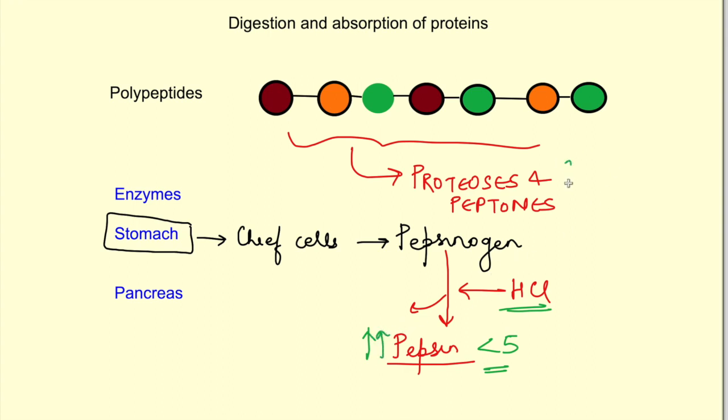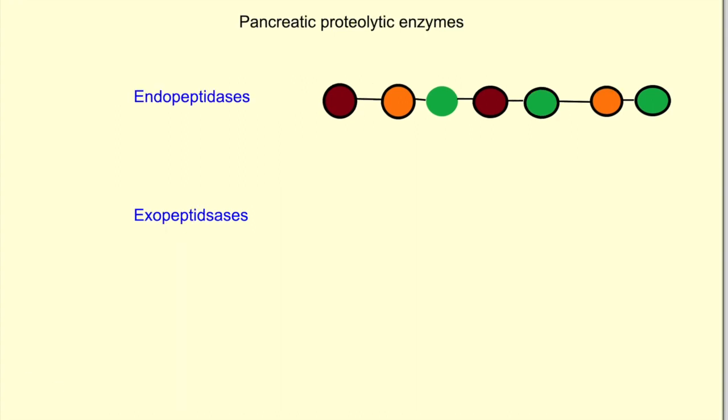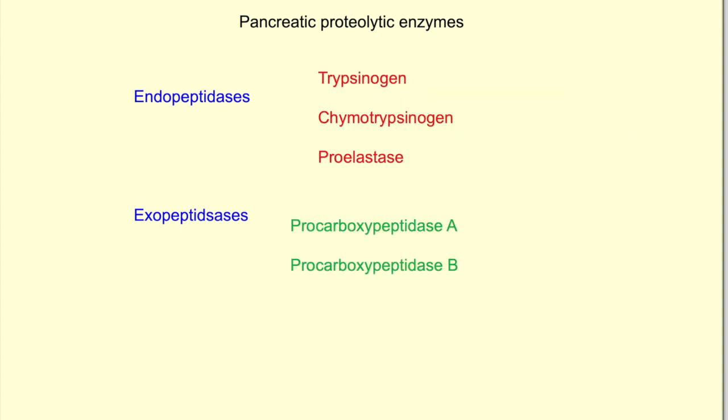Now these digestion products, that is the proteases and peptones, move to intestine where they are further acted upon by pancreatic enzymes. The pancreas releases a number of enzymes for digestion of proteins. Some are endopeptidases, that is which act on peptide bonds in between the polypeptide chain, and the others are exopeptidases which act on the terminal peptide bond. So endopeptidases include the trypsinogen, chymotrypsinogen, proelastase, while the exopeptidases include the procarboxypeptidase A and procarboxypeptidase B.